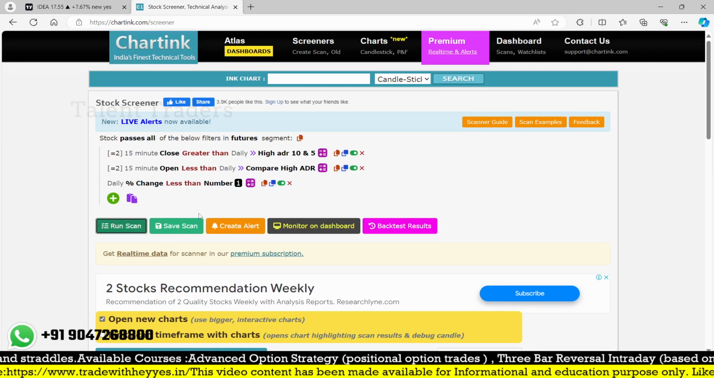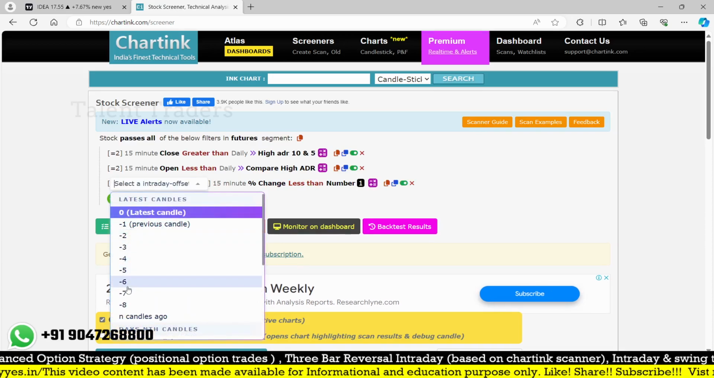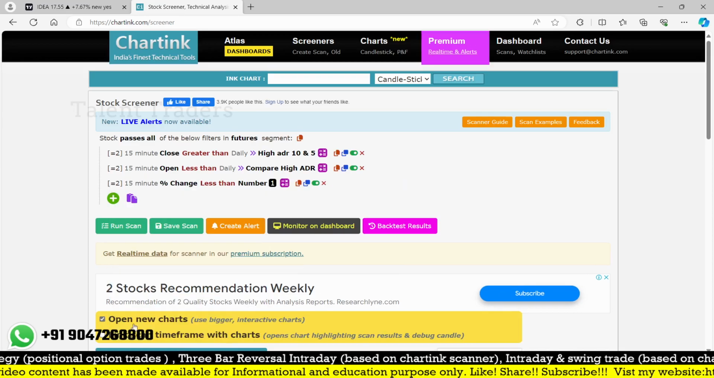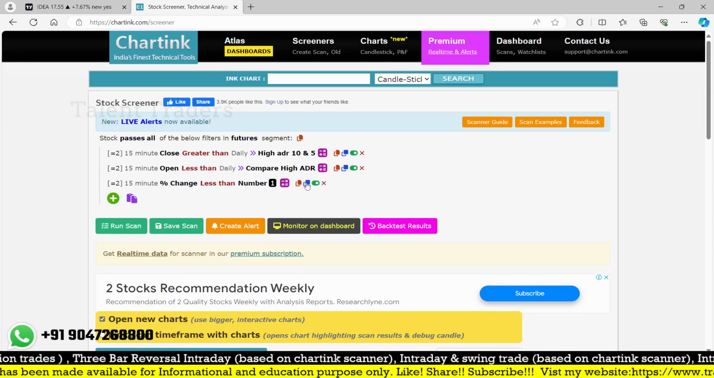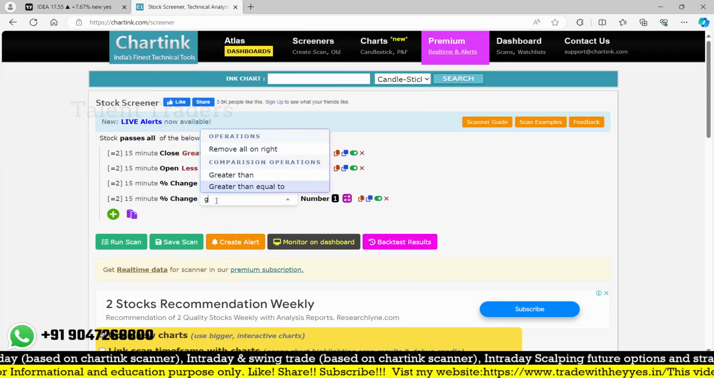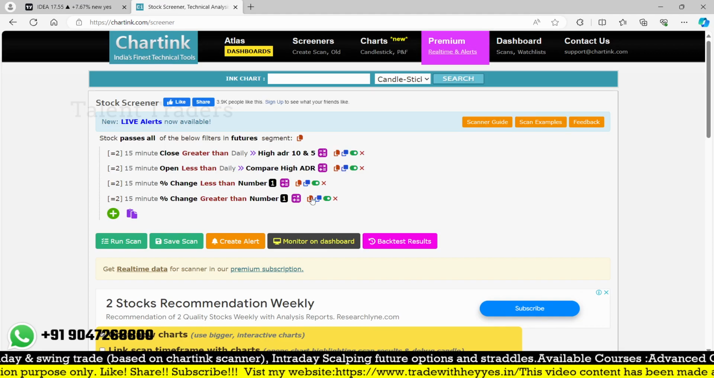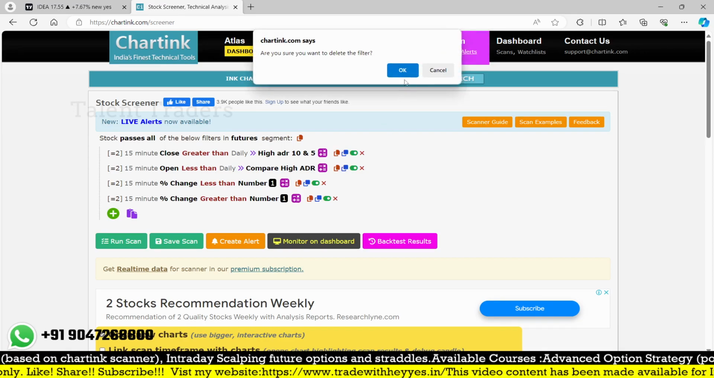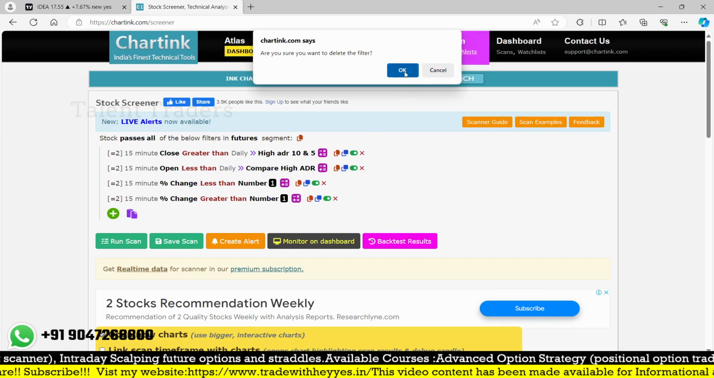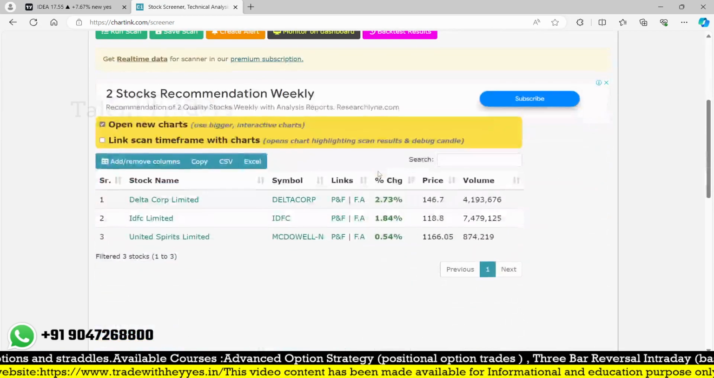Simply I use a 15 minutes candle, that should be the second candle. Second 15 minutes candle less than 1%, and the same I just copied. Percentage change is normally greater than, but less than 1% is good enough. So this line is not required, I think. So this will filter a few stocks.